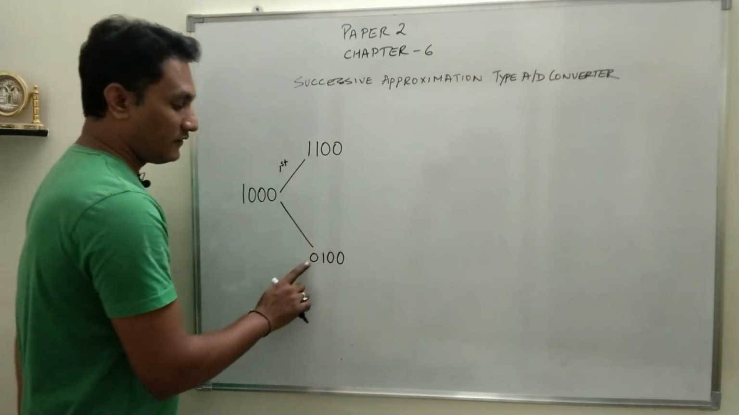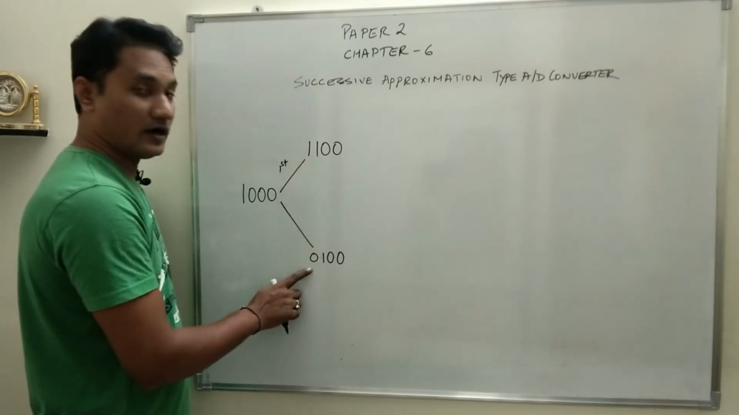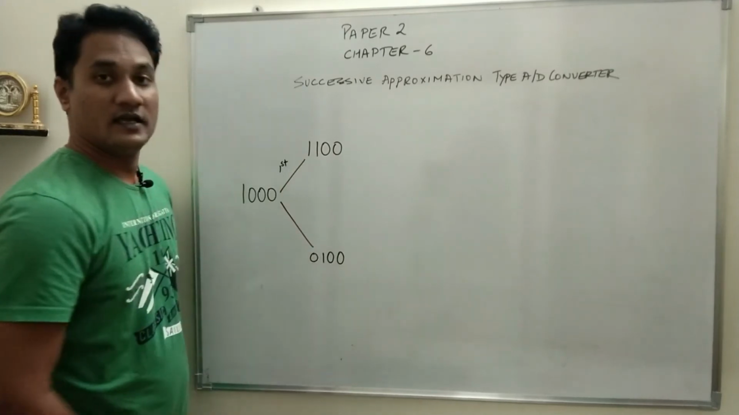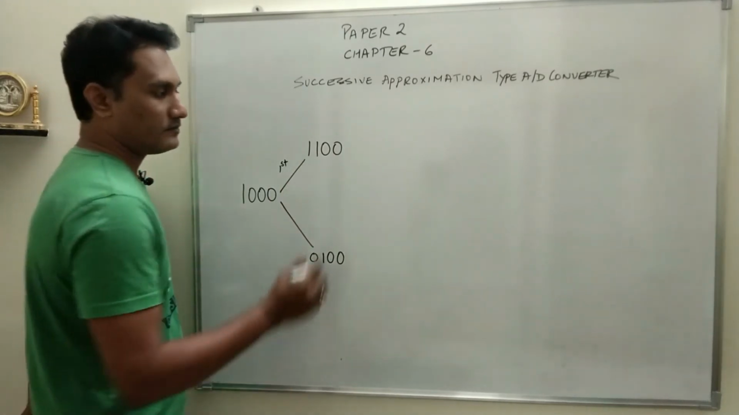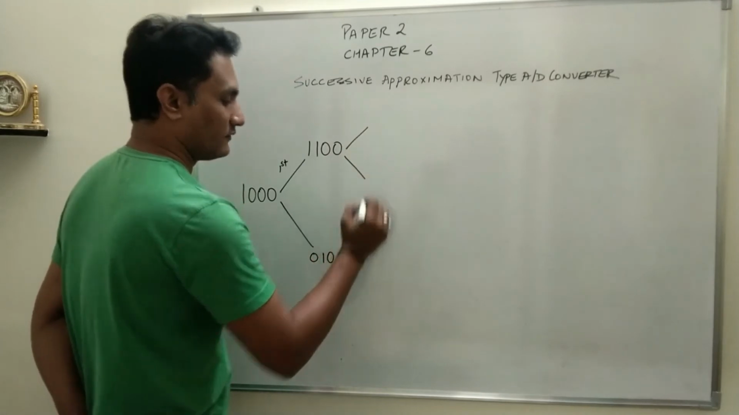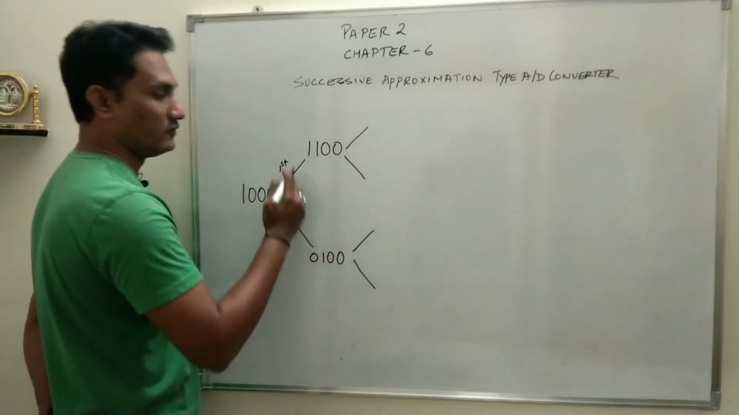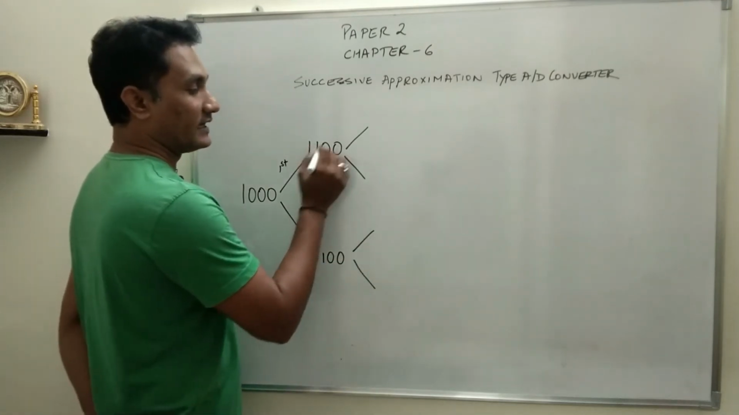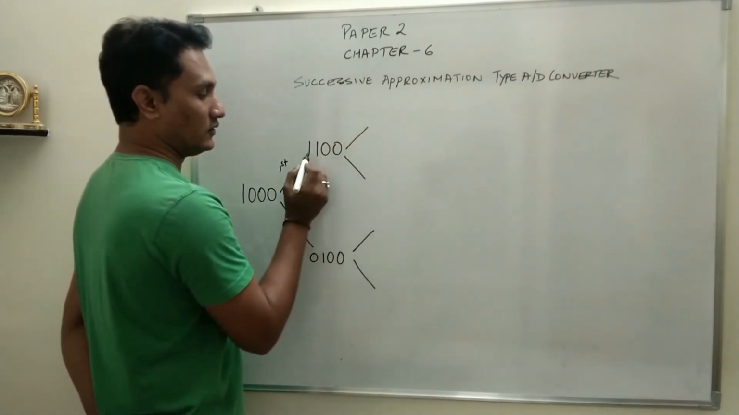So at the end of the first clock pulse, we have made a decision on the MSB, whether to keep that 1 as it is or remove that 1 in that place. Next, in the second clock pulse, we will again make a decision. Either we will go upward or downward depending upon the analog voltage. Again the same condition will prevail here also.